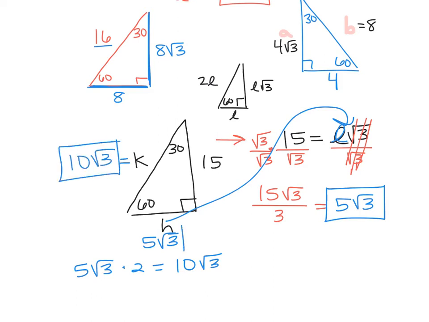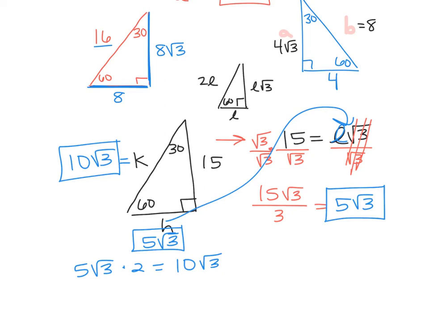So 5 rad 3 for H, 10 rad 3 for K. Can't you just divide by 3 but add rad 3? Right. Okay, so just like yesterday, right? Yesterday we were dealing with a rad 2. You could divide by 2 and attach the rad 2 to your number, right? That was yesterday. Today, the shortcut is you can divide by 3 and attach a rad 3.